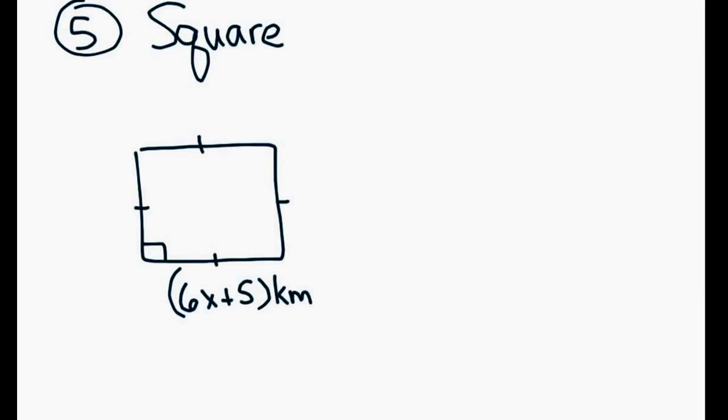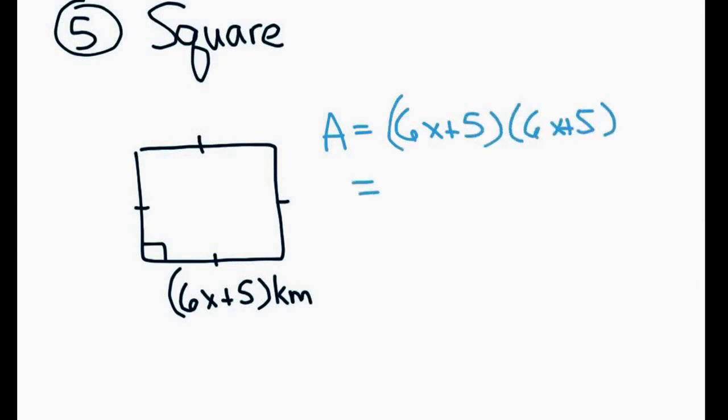Number 5, if the side of a square is 6x plus 5 kilometers, write an expression for the area of the square. Well, squares are like rectangles. The area is just length times width, or base times height. It's just that with a square, all the sides are congruent. So in order to find the area, you're just going to do 6x plus 5 times 6x plus 5, which is the same as 6x plus 5 squared. Now, I'm not sure if on the test they're going to make you multiply this out. So if they do, then just FOIL it.